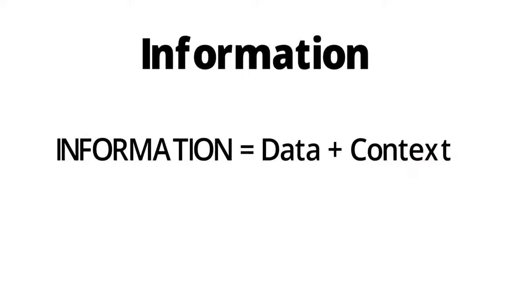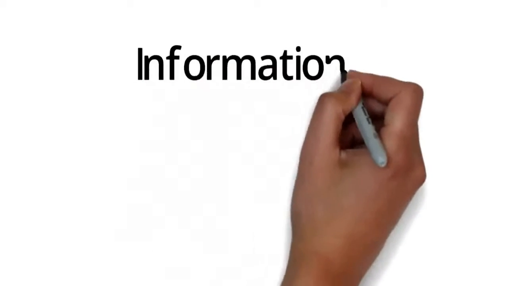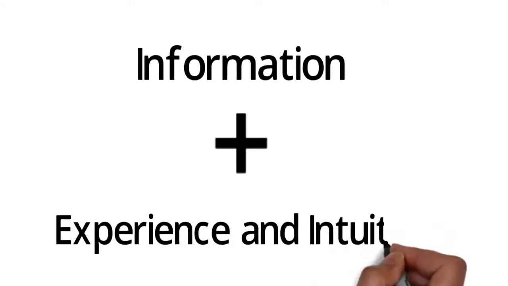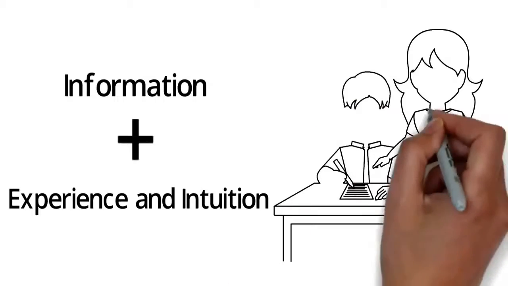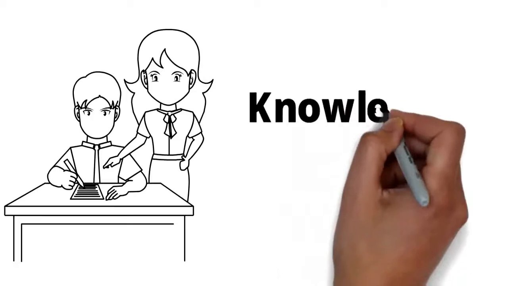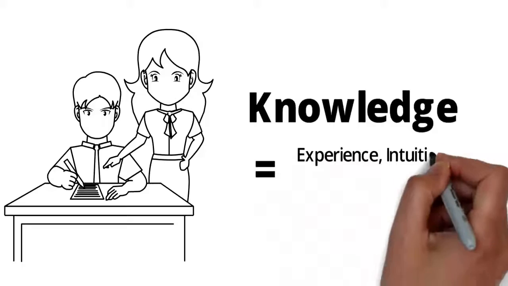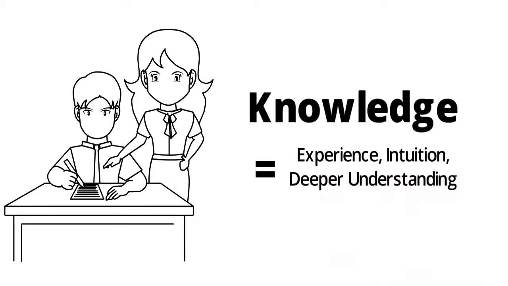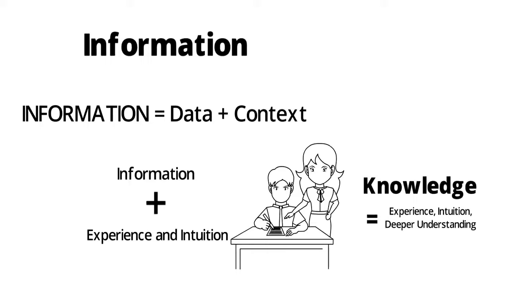Now if we start combining the information we have with our experience and intuition about the student grades, we will have the know-how and understanding to tutor the students to improve his grades. So yan ang knowledge. It is the combination of a lot of factors, including experience, intuition, and deeper understanding. So now you know the difference between data, information, and knowledge.